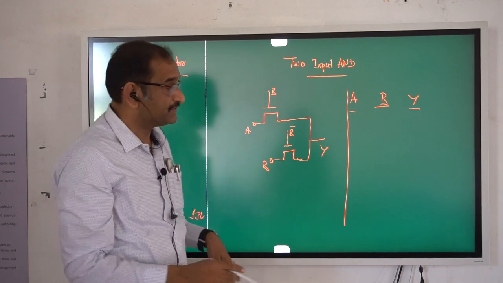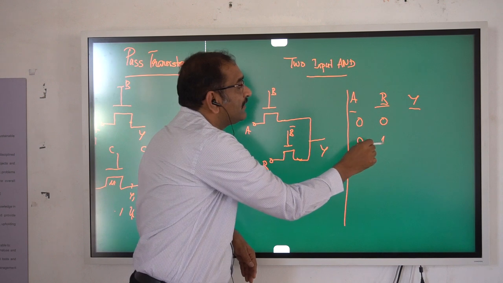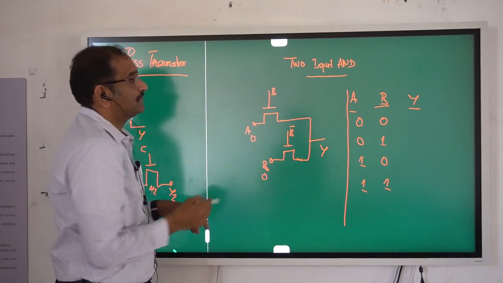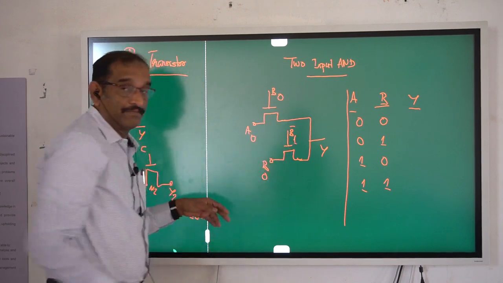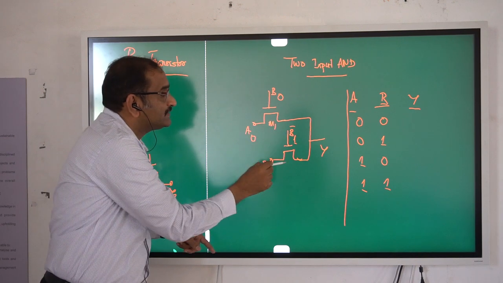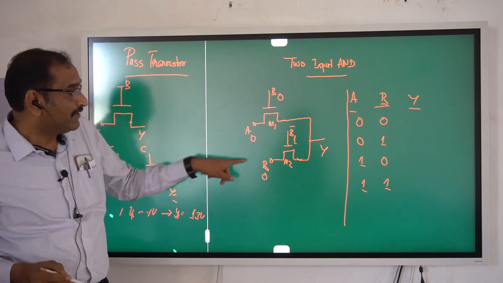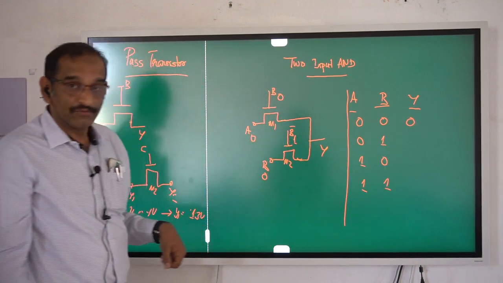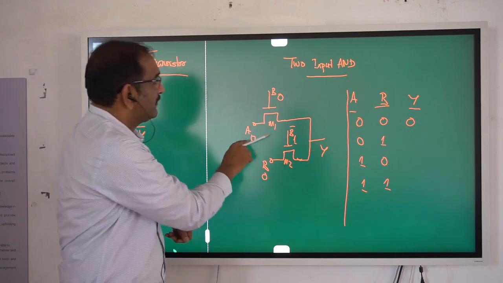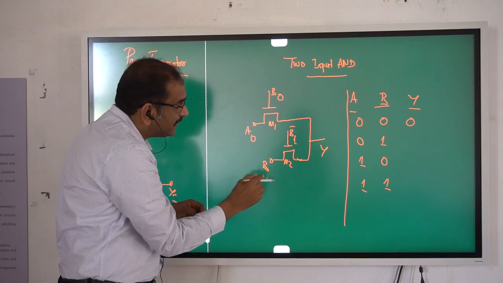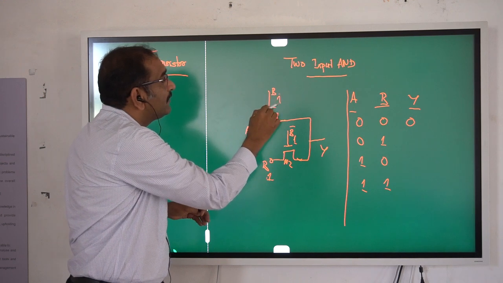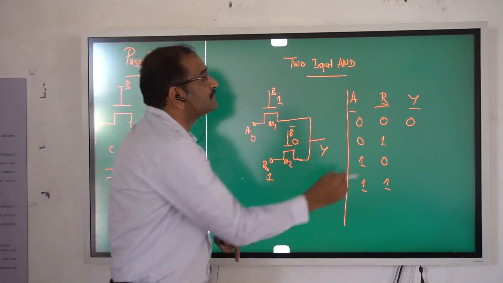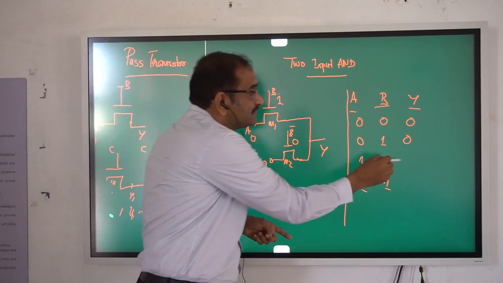Since there are 2 inputs, there are 4 cases: 0 0, 0 1, 1 0, and 1 1. When both inputs are zeros, this input is 0 and this input is 1. Let this transistor be M1 and this transistor be M2. Obviously this M2 is on, whatever input you are placing at B will be passed, so your Y will be 0. When your input is 0 1, A is 0 and B is 1, and B bar is 0. So this transistor is on, so this 0 will be passed. Similarly, for 1 0, it will be 0.